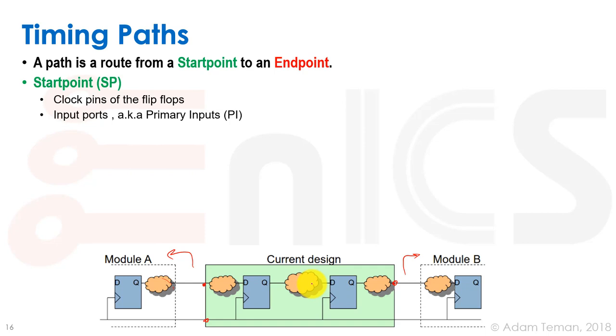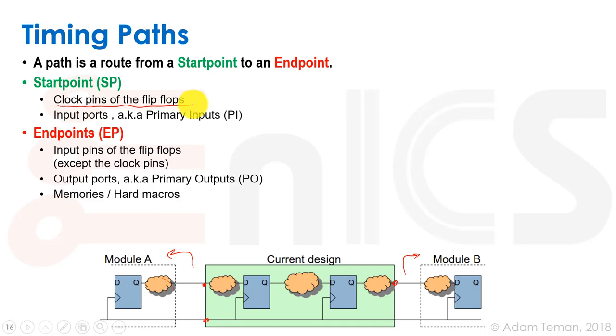Therefore, I'm going to now define that our start points are two types of things. First of all, it's the start point for a regular reg-to-reg path. And what we said is the thing that triggers the reg-to-reg path is the clock pin. So our start point is the clock pin of the flip-flops. Those are our regular start points in our design. And then we have the input ports to the design. These are also start points for our design.